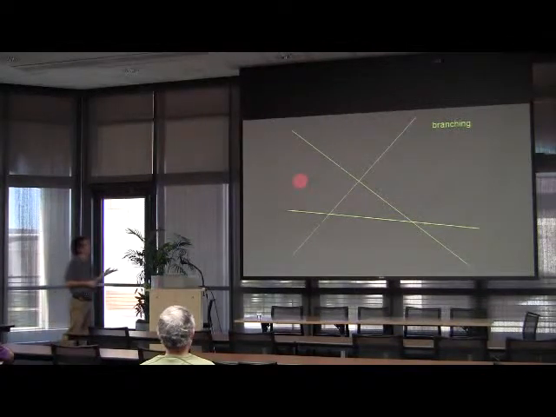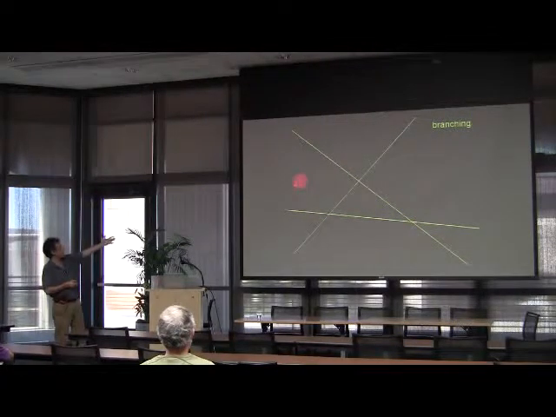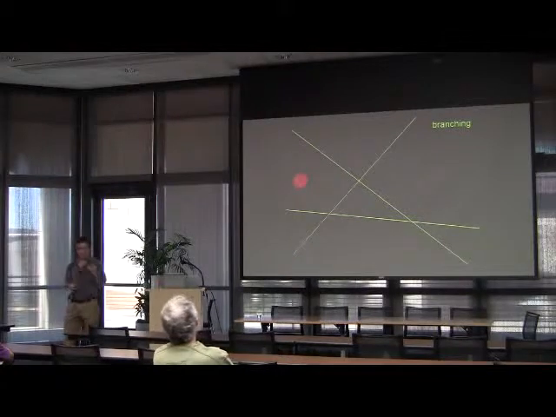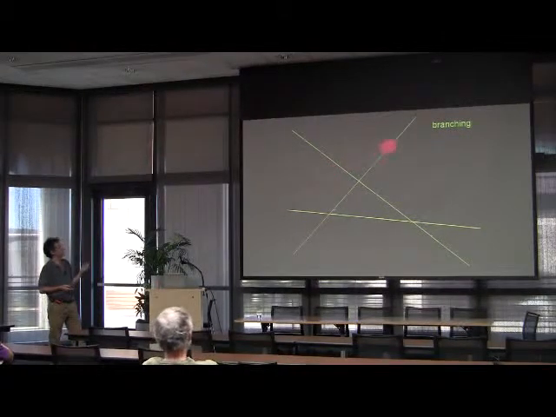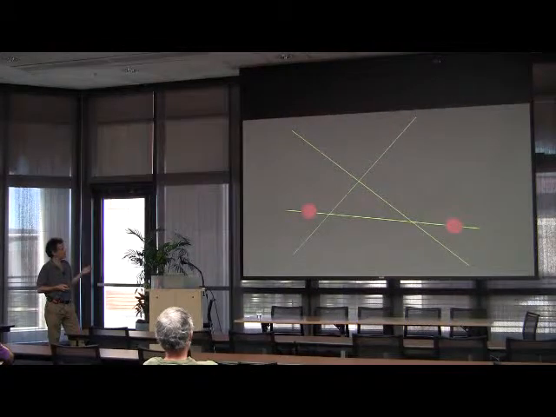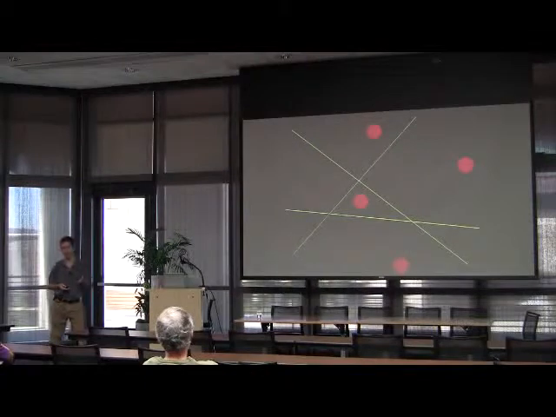The branching is pretty obvious. I mean, think of this not as a point, but take a little ball and just follow it. And if you're not lucky, this is going to hit in the middle, so this will split. And then this will split. And you can hope this is not going to happen too often.